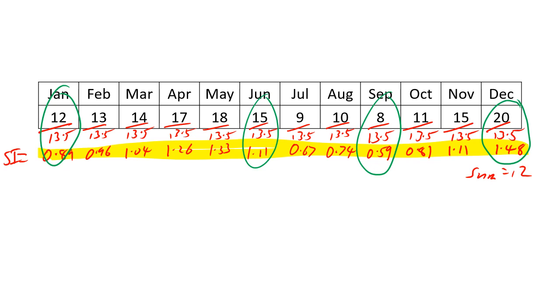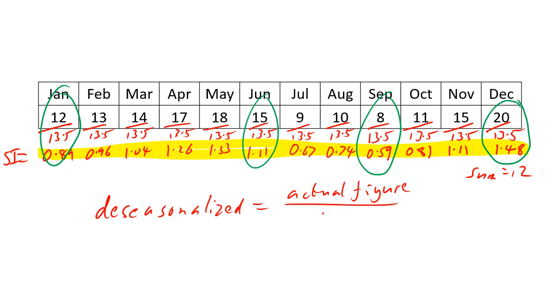Now, the point is here, if I want to then de-seasonalize future values, you've got to use a formula. So we always use the basic formula, which is de-seasonalized equals the actual figure divided by the seasonal index.